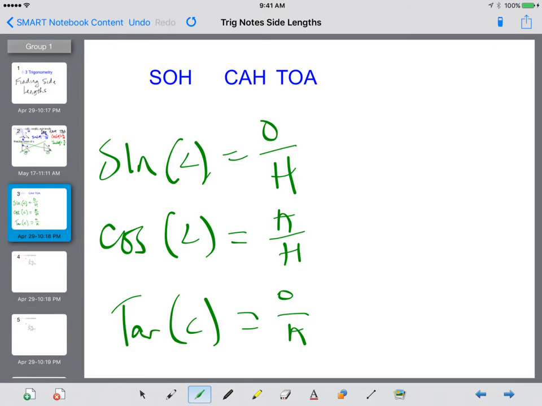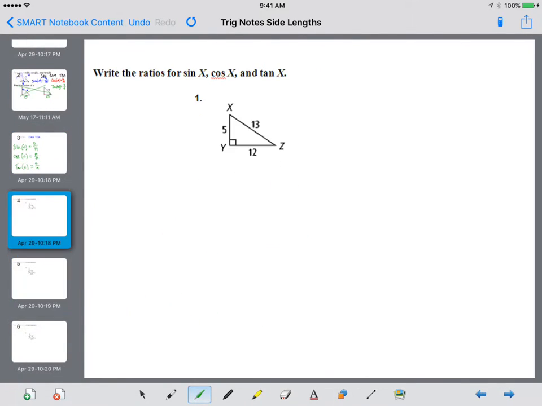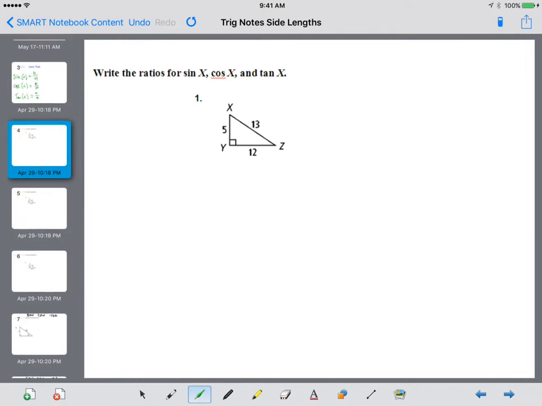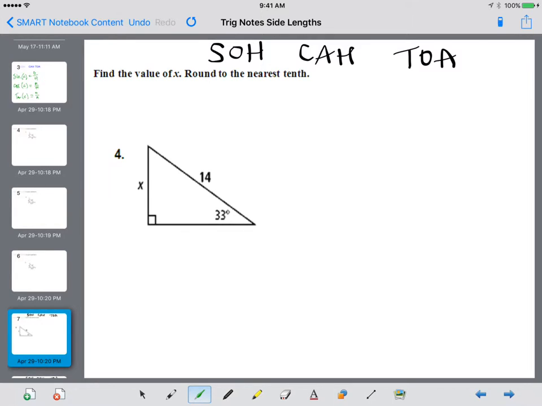Remember that note sheet that we had yesterday. If you need to grab it out of the bin, please do so. That would be helpful as we begin today. As you have your note sheet, we want to write the ratios for sine of x, cosine of x, and tangent of x. I actually just reviewed this first little example, so I'm going to let you do those on your own. On to the new stuff, number 4 here.